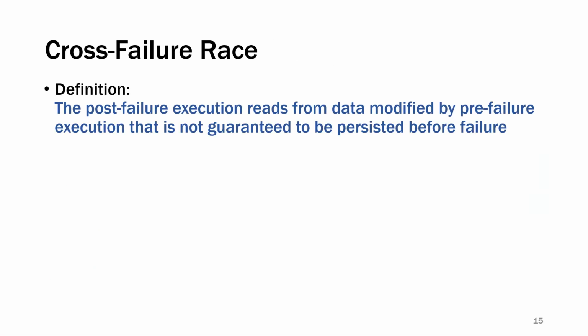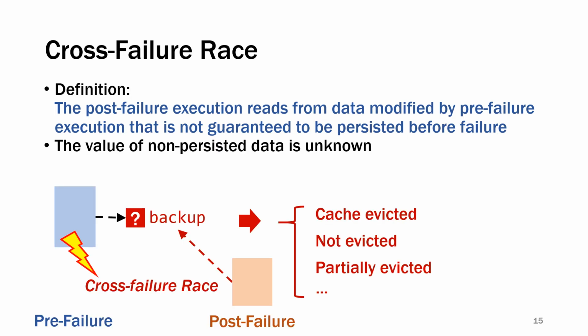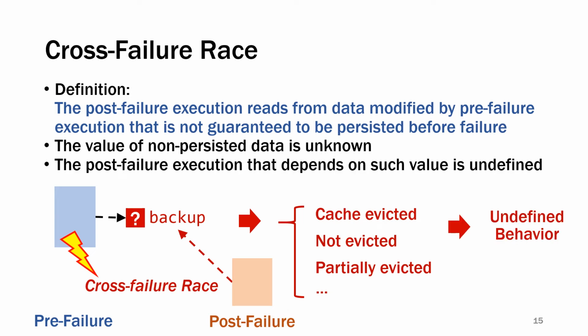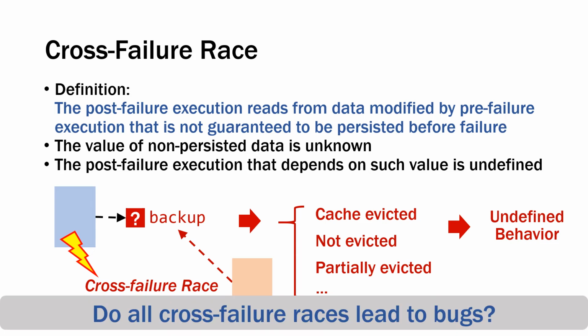And we call this situation a cross-failure race, that is, reading from a potentially non-persistent location. More formally, a cross-failure race is defined as the post-failure execution reading from data modified by the pre-failure execution that is not guaranteed to be persisted before failure. As the value of such non-persistent data is unknown, the cache block can be evicted or not evicted or partially evicted, so what data remains on persistent memory is unclear. And the post-failure execution that depends on such an unknown value is therefore undefined and can lead to undefined behavior later on. So the question arises, do all cross-failure races lead to bugs? Is there any exception?